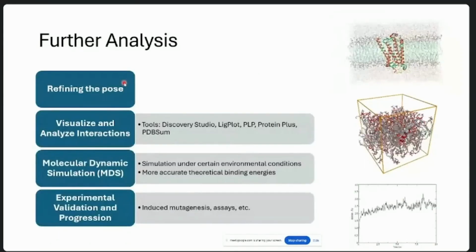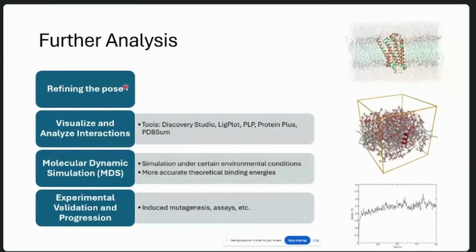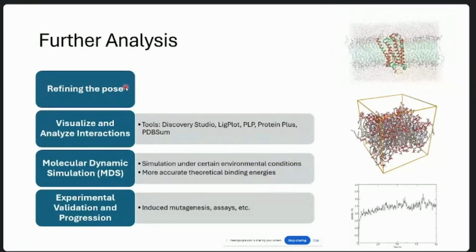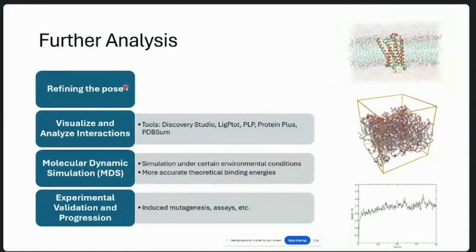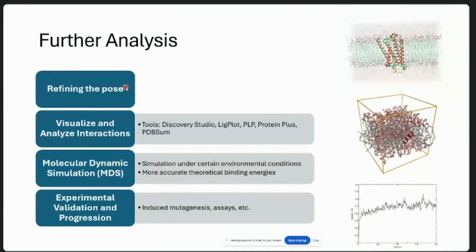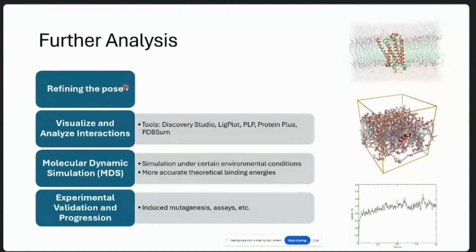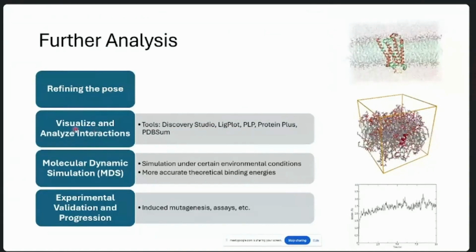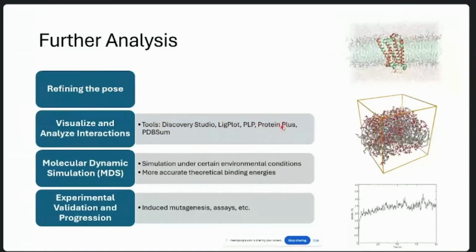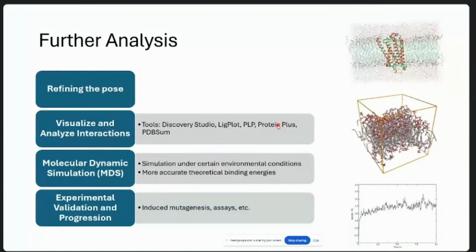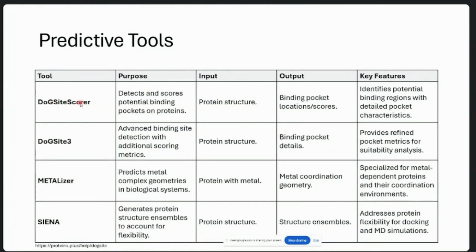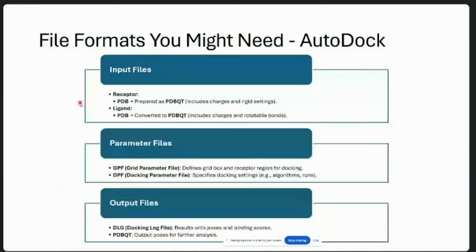And as we said, for further analysis, for example, we can refine the pose on a more local search space. So for example, if we do some blind docking, we will have an output of a probable area where the ligand could bind, and then we can refine our docking on a smaller search space. So it gives us a more accurate representation. We could visualize the interaction, as we said, using, for example, Discovery Studio, LigPlot, PLIP, Protein Plus. Protein Plus is actually a web server with lots of different tools, including PoseView, the scorer, the binding site prediction tools, and so on. So it's very, very useful.